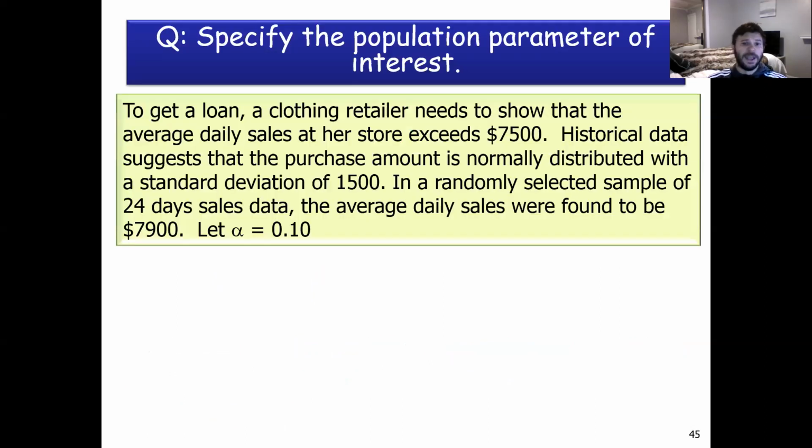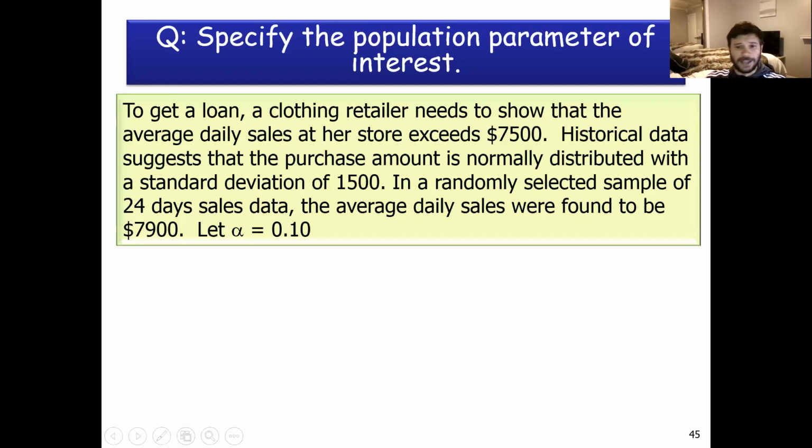So to get a loan, a clothing retailer needs to show that the average daily sales at her store exceeds 7,500. So remember, what she needs to show, what we're trying to prove, that is the alternative hypothesis. What we're trying to disprove is the null hypothesis, but I'll come back to that in just a moment. Question says here, historical data suggests that the purchase amount is normally distributed with a population standard deviation of 1,500. So this is going to be our sigma value.